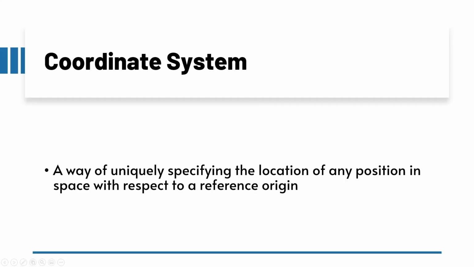Another important term in vector analysis is the coordinate system. A coordinate system is a way of uniquely specifying the location of any position in space with respect to a reference origin. Any point is defined by the intersection of three mutually perpendicular surfaces. The coordinate axes are then defined by the normals to these surfaces at the point.